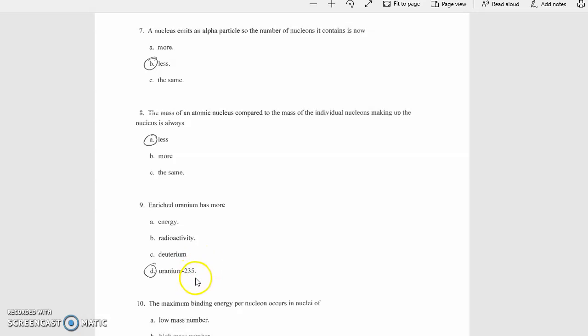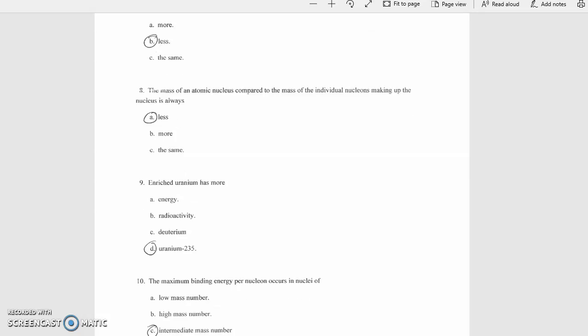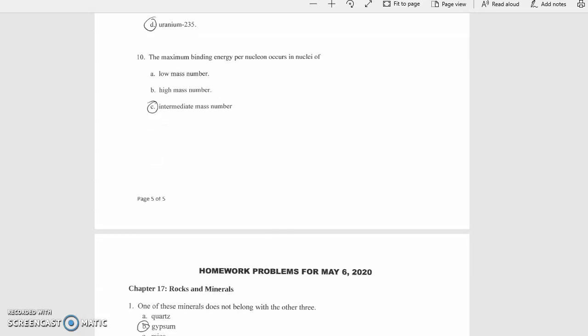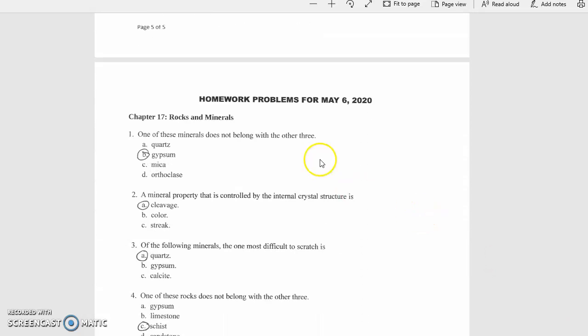Enriched uranium has more uranium-235. This is the highly radioactive one. So this is what you have more of anytime you have enriched uranium. And number 10, the mass is an intermediate mass number. Continuing on to the next one, we've got gypsum is not like these other 3. Cleavage, that's controlled by the internal crystal structure. That goes into a plane or some other type of one.